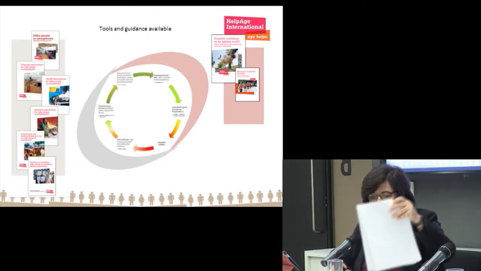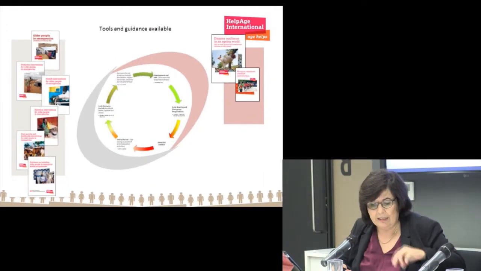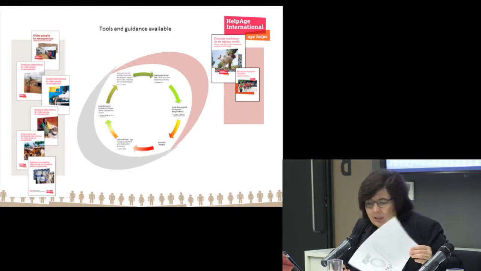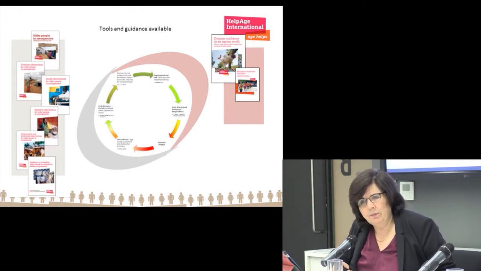Obviously, this is just to share with you that in addition to the publication we are launching today, HelpAge has developed guidelines in a number of specific areas for humanitarian response, which are relevant to disaster risk reduction and preparation: health, nutrition, livelihoods, needs assessment. Those are the main ones, and displacement, actually. And let me just give you another example on displacement.